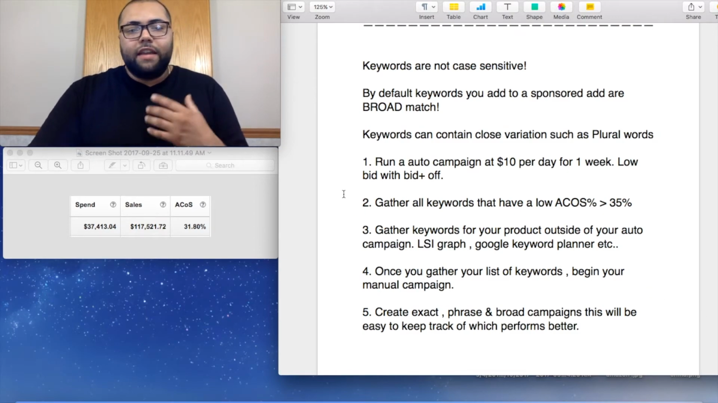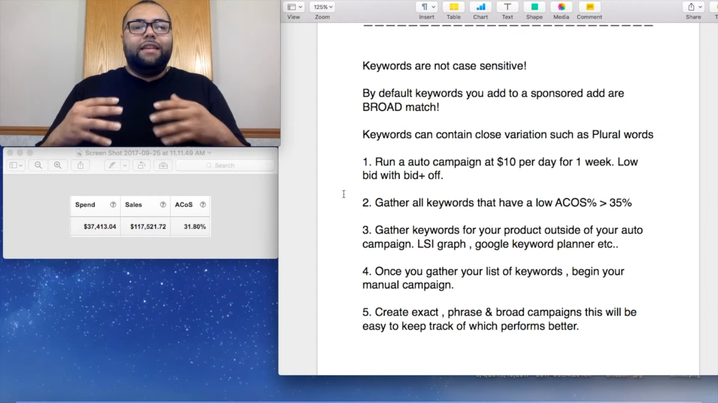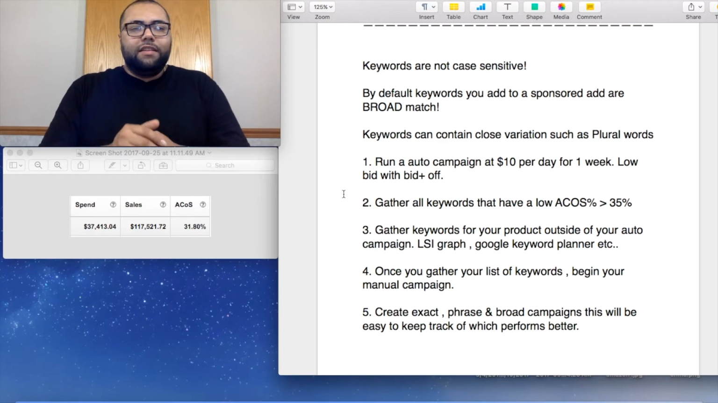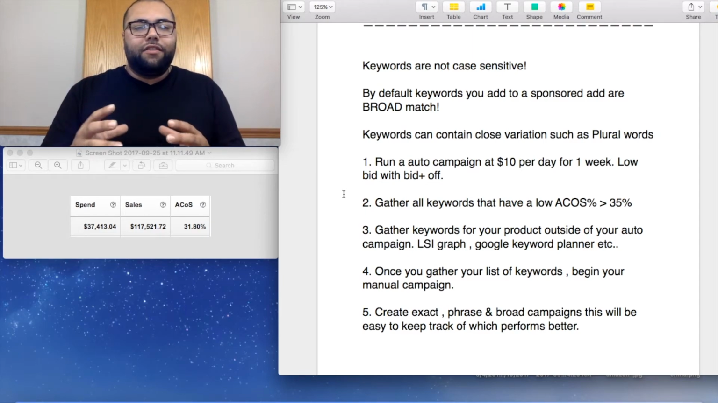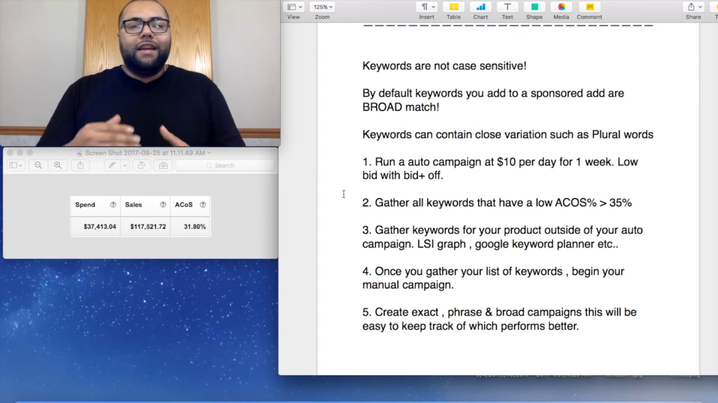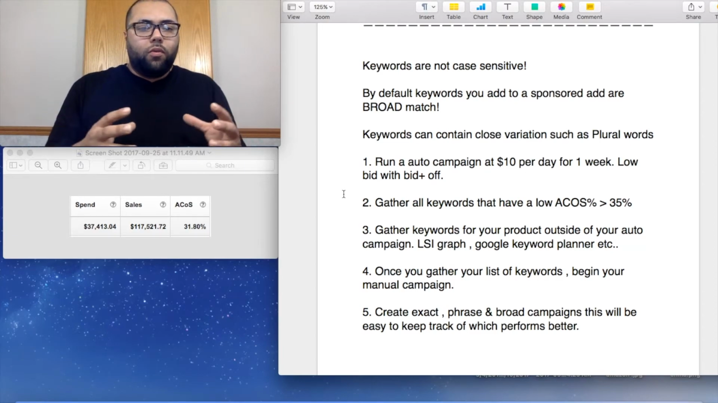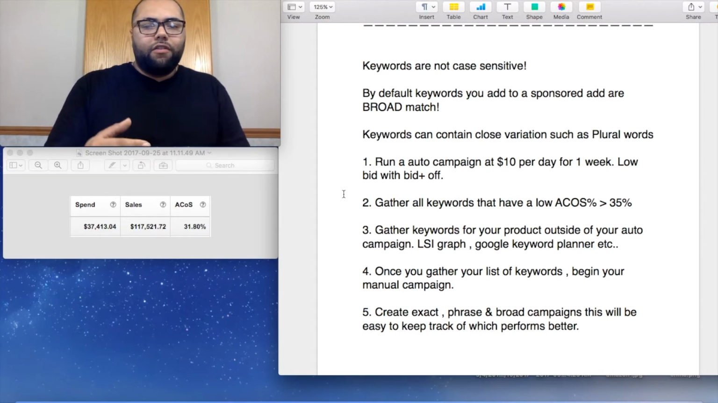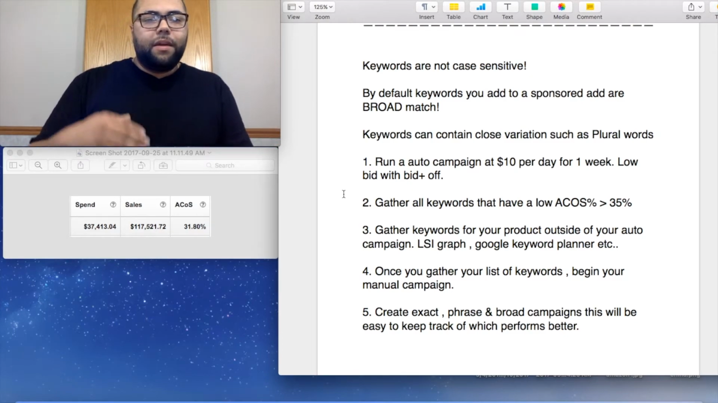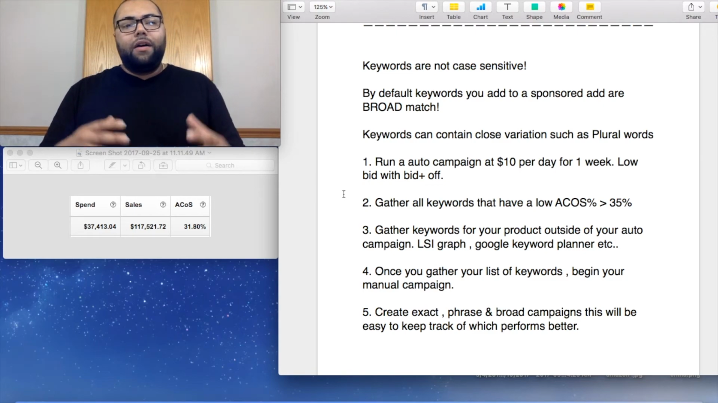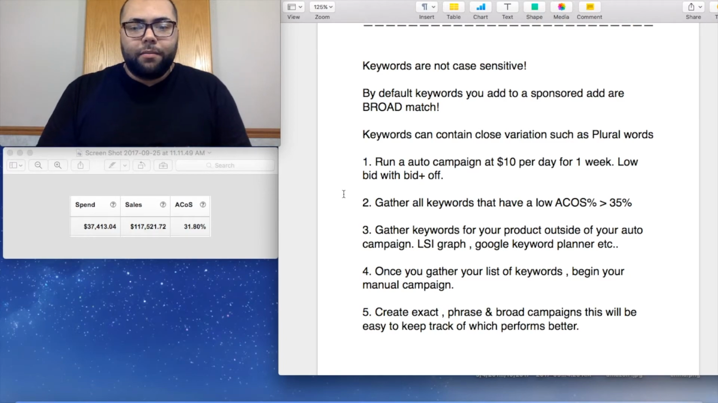I even put at the end, I just added this in really quick. This isn't going to be an in-depth demo or step-by-step tutorial on how to start a PPC campaign on Amazon. I just wanted to explain the different match types to you guys. Explain a little bit about how it works, what doesn't work, stuff about variation, stuff about plural words, case-sensitive keywords, a lot of stuff that people have misconceptions about, and I wanted to clarify it for you guys. But I just threw the 5 steps in here at the bottom.